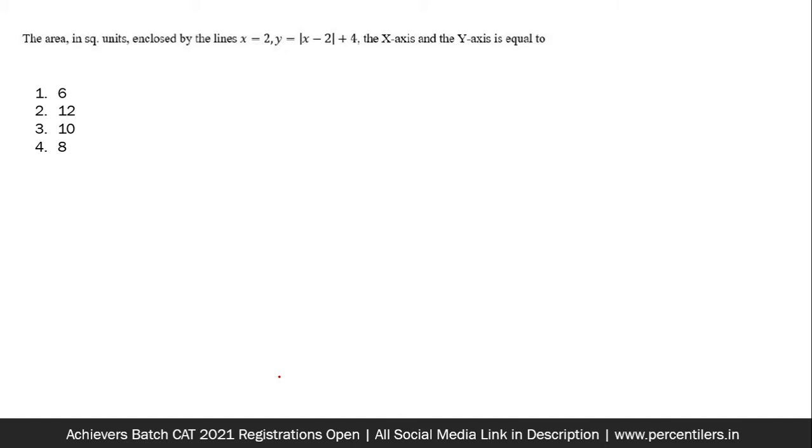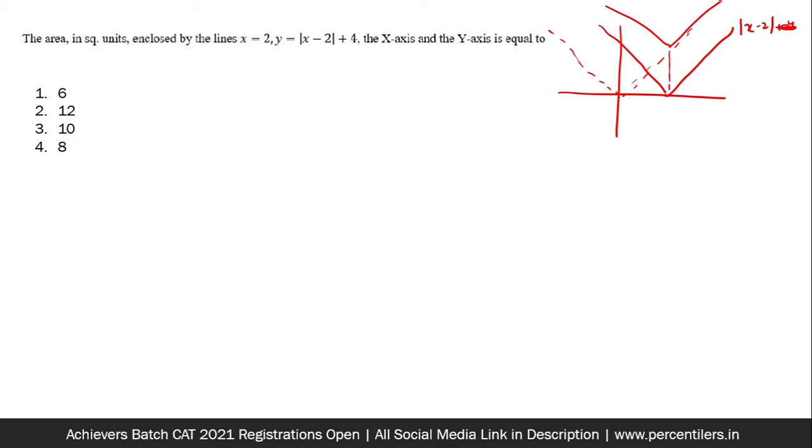So again, a question involving geometry as well as graphs. So let us figure out the graph of mod of x minus 2. So we know the graph of mod of x is a V passing through the origin. Now mod of x minus 2 would be like this. This is the graph of mod of x minus 2. Now if you add 4 to it, then the entire graph is shifted up by 4 units. So in rough, this is how we make the graph of mod of x minus 2 plus 4.